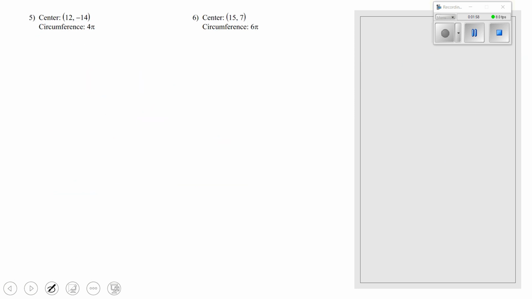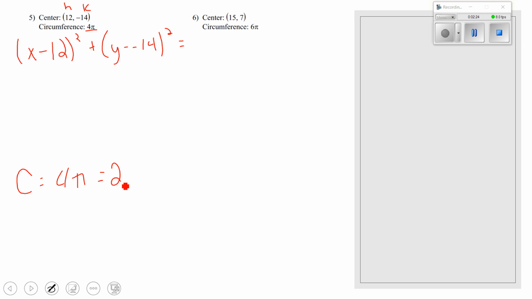Now I'm going to hop on down to question number 5. And again, I'm still having my center, so I'm still going to label it h, k. I'm going to plug it in, x minus h, so (x minus 12) squared, plus y minus k, or y minus a negative 14, squared, equals, and I need it to equal r squared. But this time I'm given the circumference, which is 4 pi. And the circumference is also equal to 2 pi r.